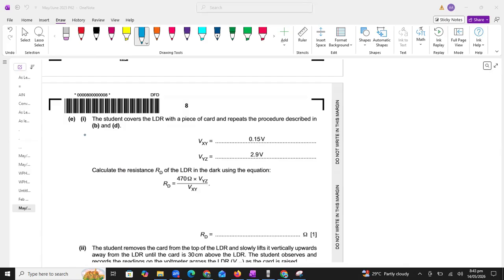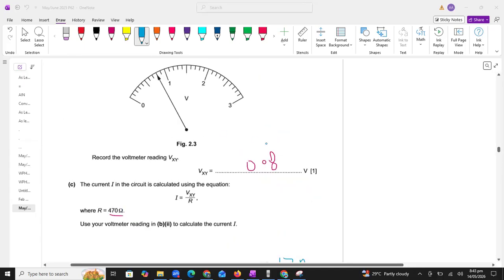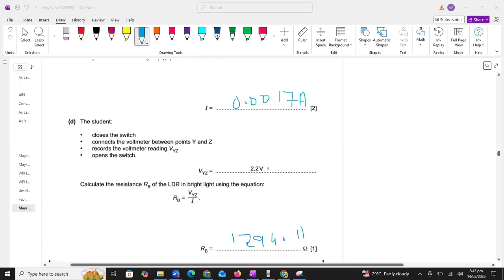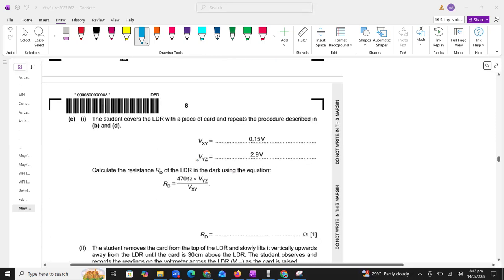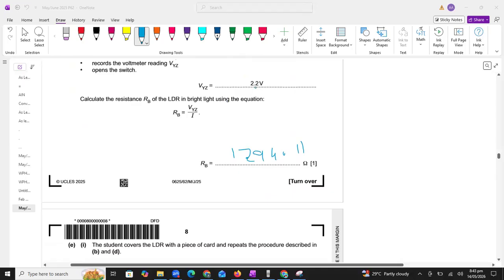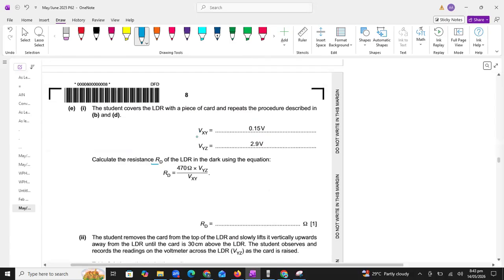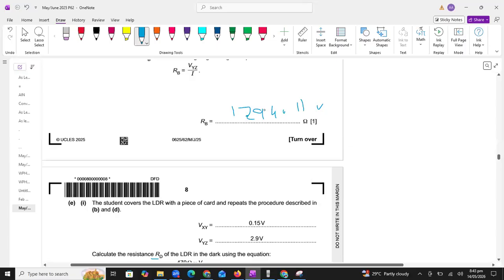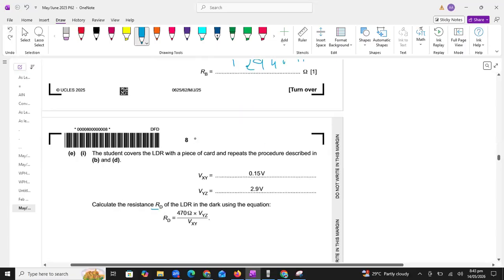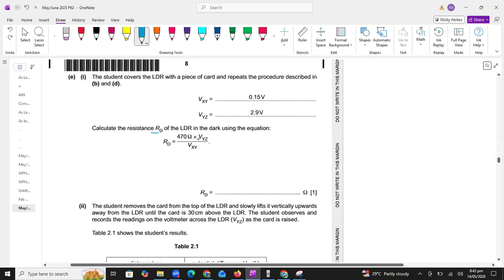He is measuring the potential difference across XY, which is 0.15 volt, and initially we were getting 0.8 volt. Now the potential difference across YZ, which means we are measuring the potential difference across the LDR, is 2.9 volt, but in the previous part we were getting 2.2 volt. Now they are saying calculate the resistance RD by using this equation when the LDR is in the dark. Here we calculated the resistance when the LDR is in bright light, and now we have to calculate the resistance when the LDR is in the dark.